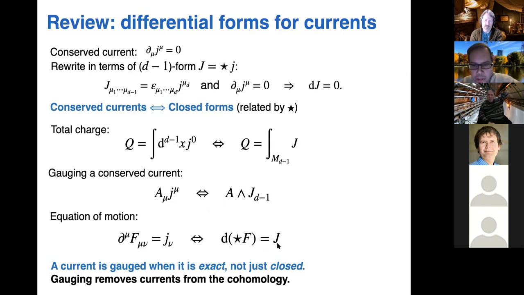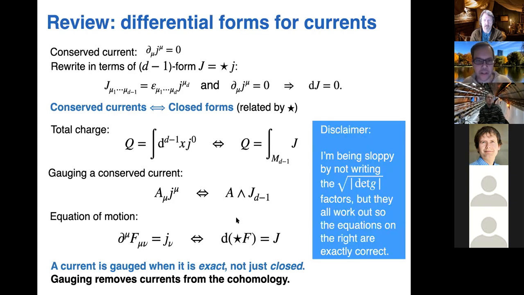And so what you should observe about this equation is that it tells you that J is exact, meaning it's a d of something else. So that's a stronger statement than the statement that dJ is zero. And if dJ is zero, but J is not exact, we would say that we have a global symmetry. We have a conserved current. But when J is exact, the symmetry has been gauged. And so we've taken what was a global symmetry and we've turned it into a gauged symmetry.